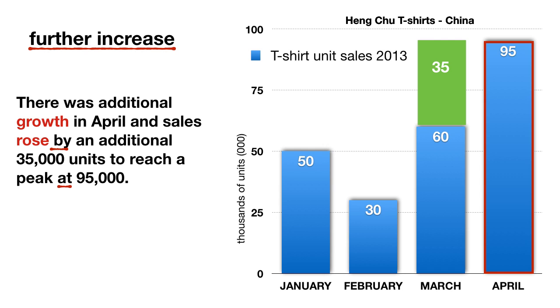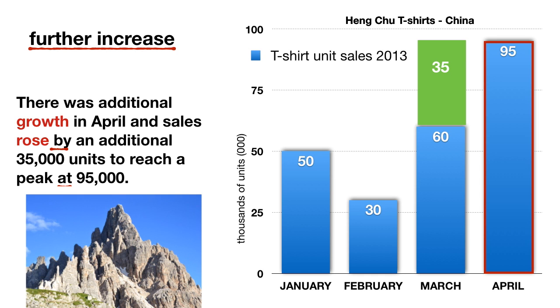Make a note of the English here. Growth is the noun form of the verb to grow. Rose, obviously the past tense. The preposition is by because it's the difference between the two figures. And to reach a peak means it's the maximum value in a given period, like the peak of a mountain before it starts falling again.